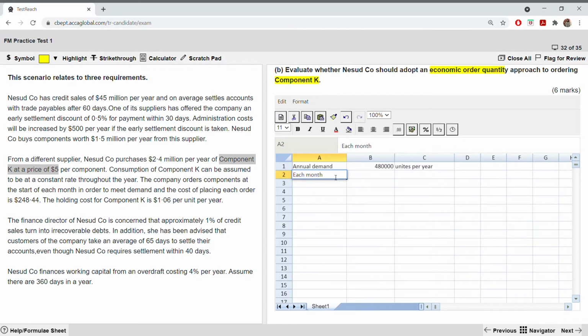Each month the company orders how much? You have to understand how much the company orders. Okay, and company orders. Just extend the line so you can see the sentence.